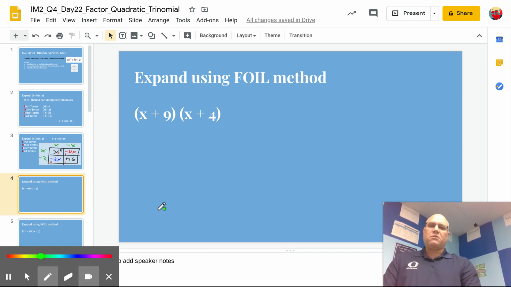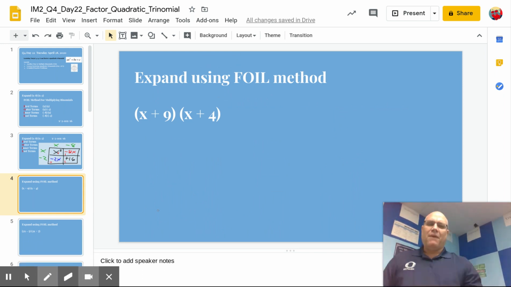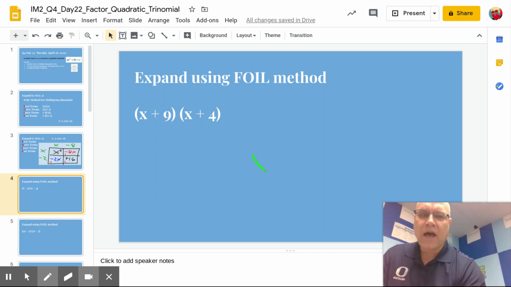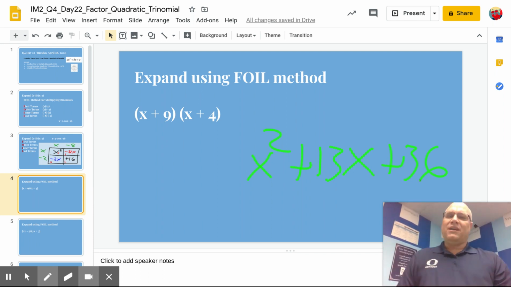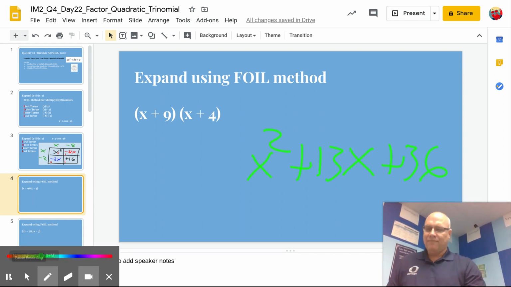So the first terms, I multiply those, I get x squared. Then my outside terms, I get 4x. My inner terms, I get 9x. Okay, 9x plus 4x is 13x. Then my last terms, 9 times 4 is 36. So my answer here should be x squared plus 13x plus 36. All right, if you need to write out the 4x and the 9x, by all means you can do that. But I'd like to get to the point where you can do this in your head.